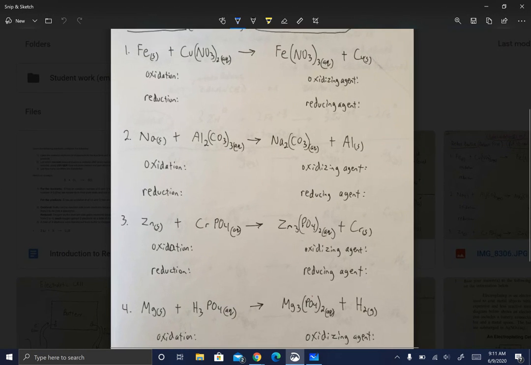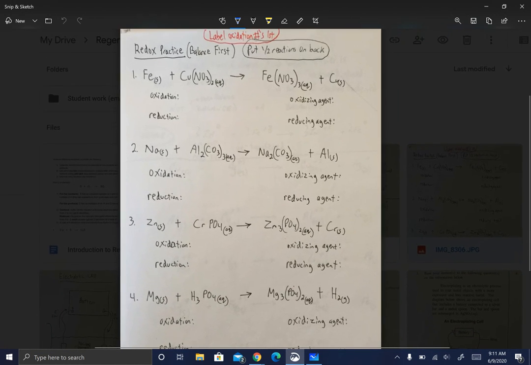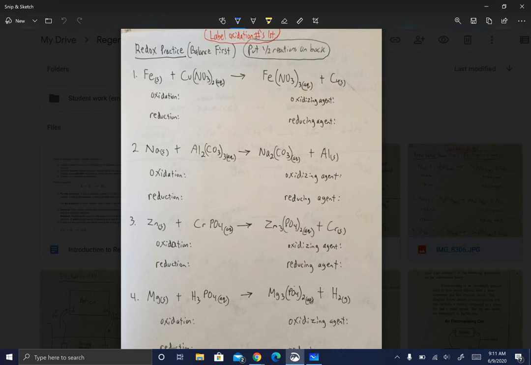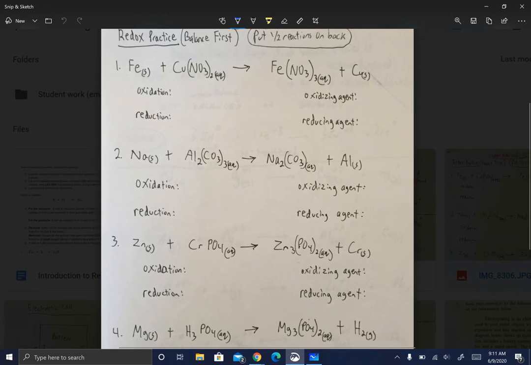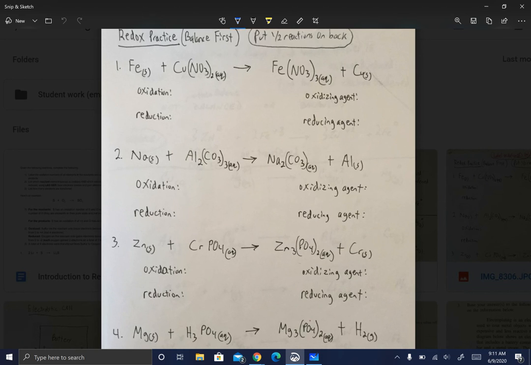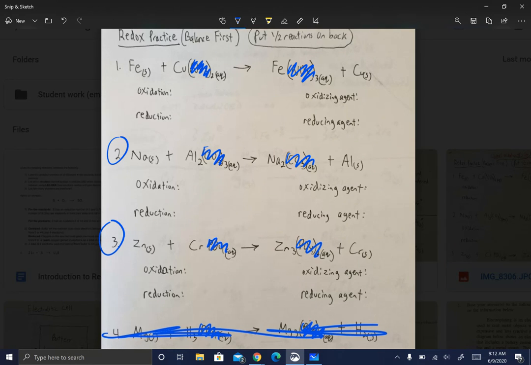Now, first of all, what I'm going to have you do is cross off the spectator ions. So I'll do this really quick here. I'm going to get rid of the NO3s, the CO3s, the PO4s, and the PO4s. Okay, so I'm going to have you just do 2 and 3. We're not going to even do 4. I'm going to do number 1 with you right now.